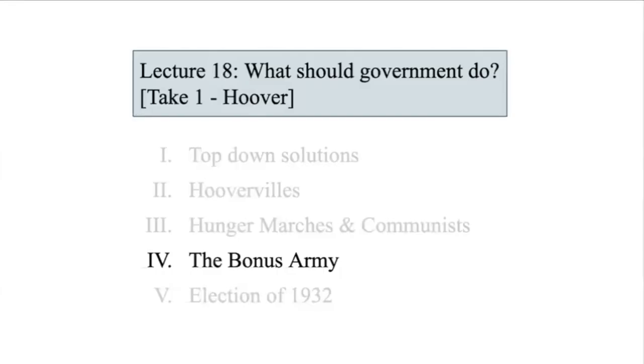The repression of the Ford Hunger March took place in March of 1932. That same month, another protest began to form that would elicit an even more out-of-proportion response and remove any reasonable doubt about Hoover's future in the 1932 presidential election. We will pick up with the Bonus Army in part two of this lecture.